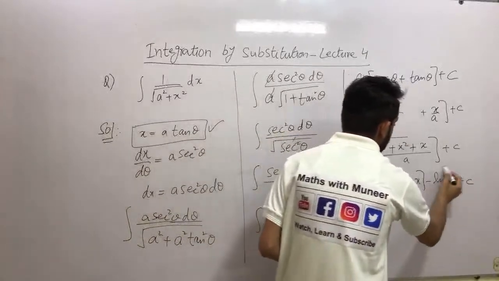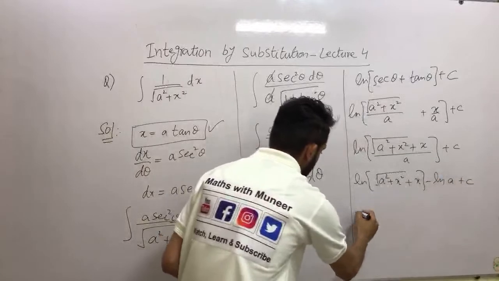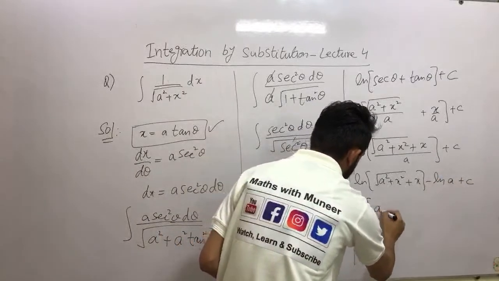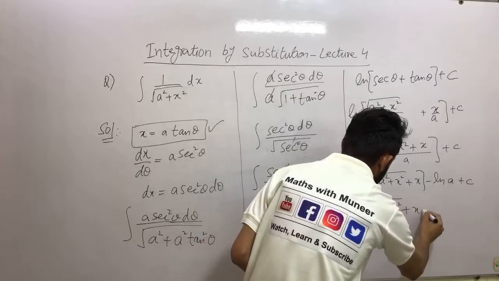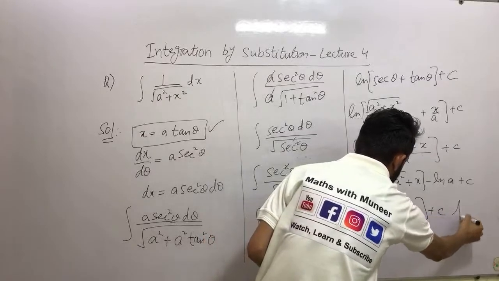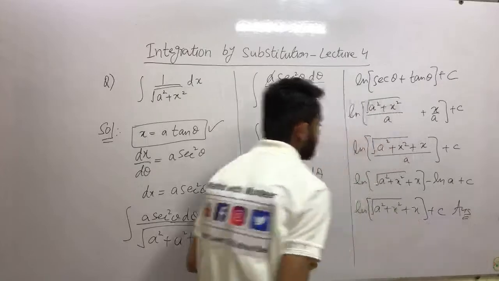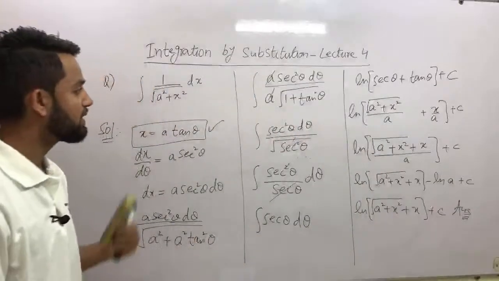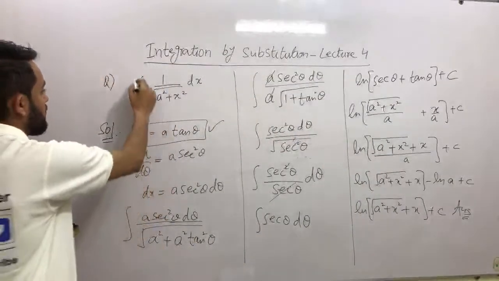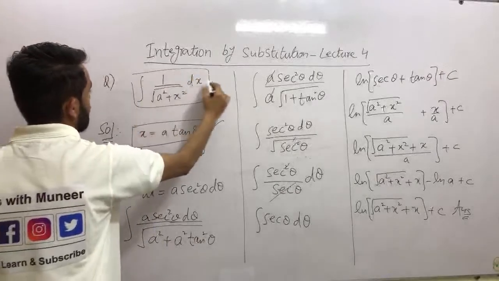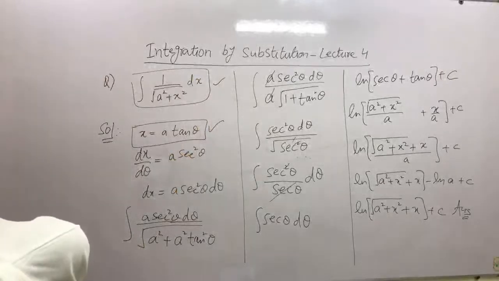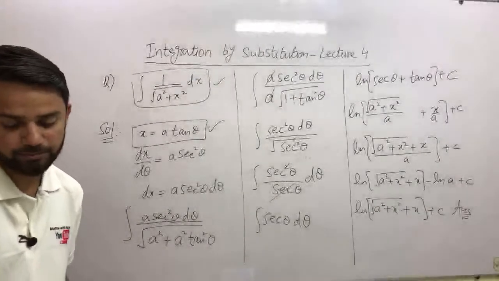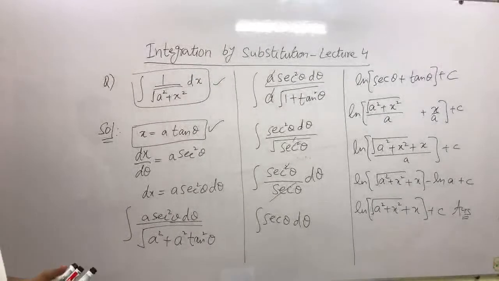Plus c. So this whole thing is a constant, so we can write ln of a square plus x square plus x, plus c as an answer. So this is what our final result for this integral is. Please note it down and let me know in the chat box if somewhere you have any question.